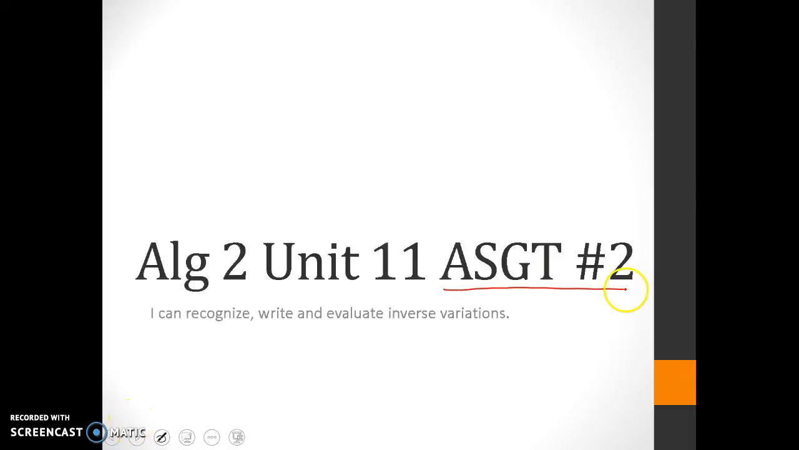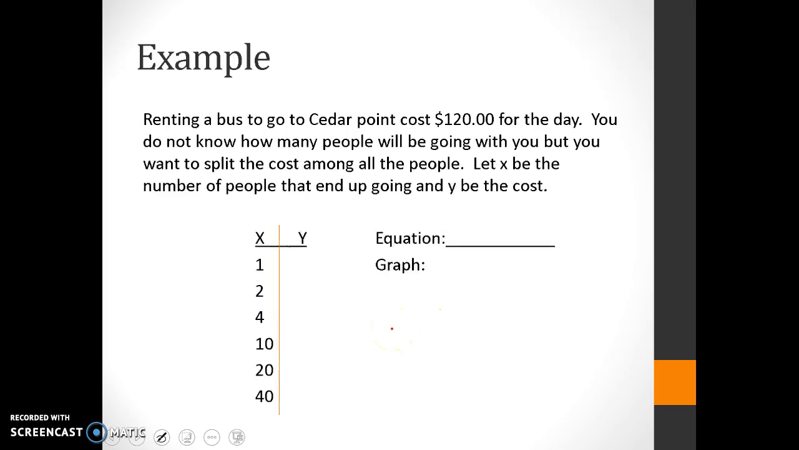So today we're going to continue in assignment number 2, but instead of talking about direct variations, we're going to talk about inverse variations. So let's go ahead and get started. First, I'm going to look at this example. Suppose that there's an end of the year trip being planned to Cedar Point, and a bus is $120 to rent for the day. And so you know that the number of people that are going on this trip depends on what the cost is going to be.